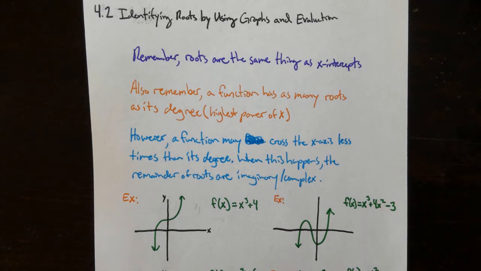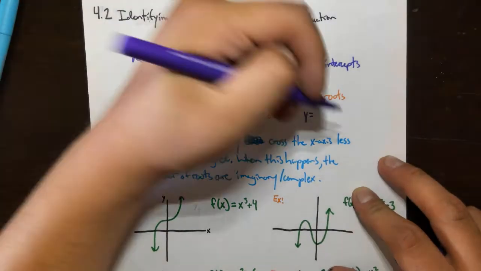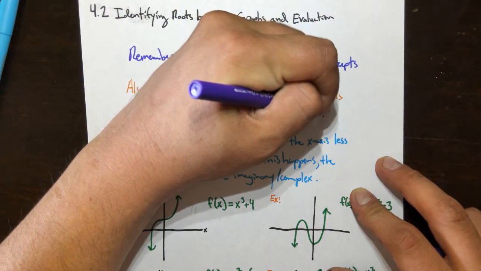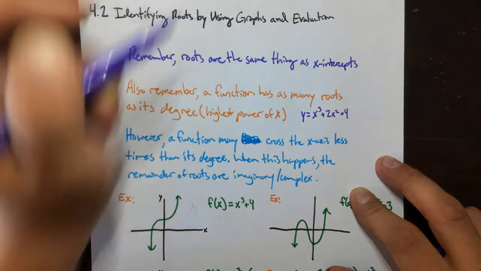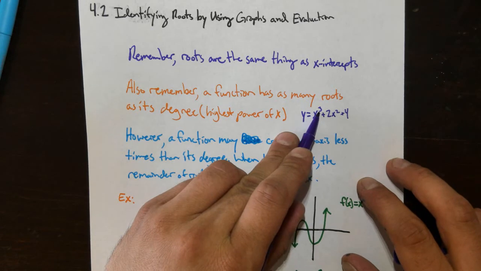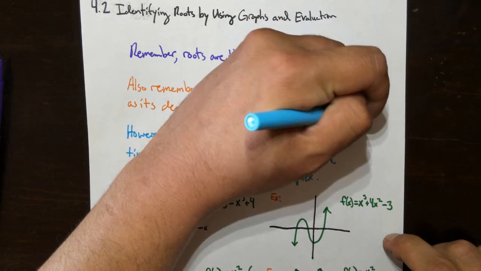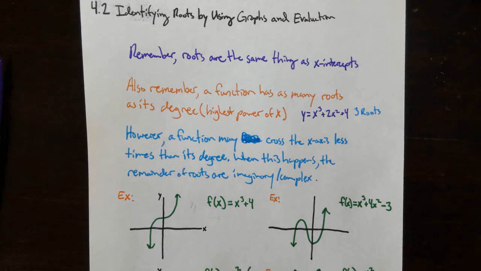So for instance, say if I had y equals x cubed plus 2x squared plus 4, well, this function is guaranteed to have 3 roots because the highest power of x is 3. So we'd say this has 3 roots. However, not all roots are going to be real roots. Sometimes they'll be imaginary or complex roots. And remember, imaginary complex roots are roots that have an i value in them.